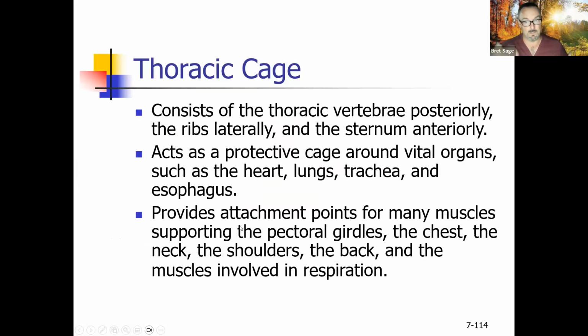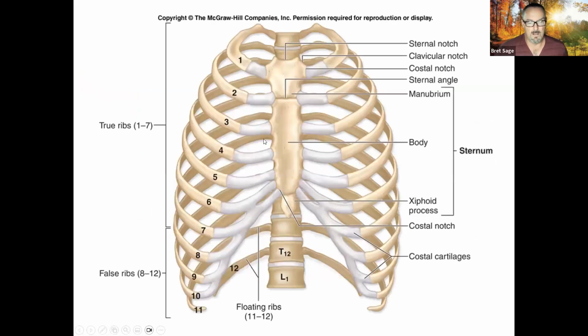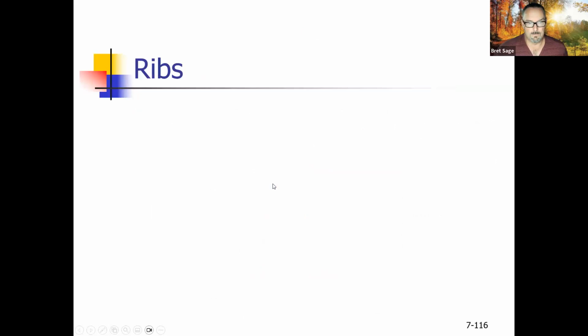Okay, thoracic cage, which is our rib cage. It consists of the thoracic vertebrae posteriorly, which is our backbone, ribs laterally on the sides, and the sternum anteriorly up front. It's a protective cage around your heart, lungs, trachea, and esophagus. It provides attachment points for many muscles supporting the pectoral girdles, the chest, the neck, shoulders, the back, and muscles involved in respiration. There's a thoracic cage.